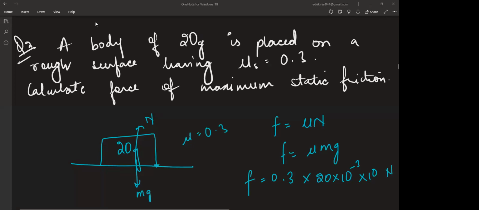Ma'am, how did you get 10 raised to minus 3? See, it's given 20 grams. Okay, we want our SI unit. So I've converted 20 grams into kgs. This is in kgs. Fine? Okay, ma'am.